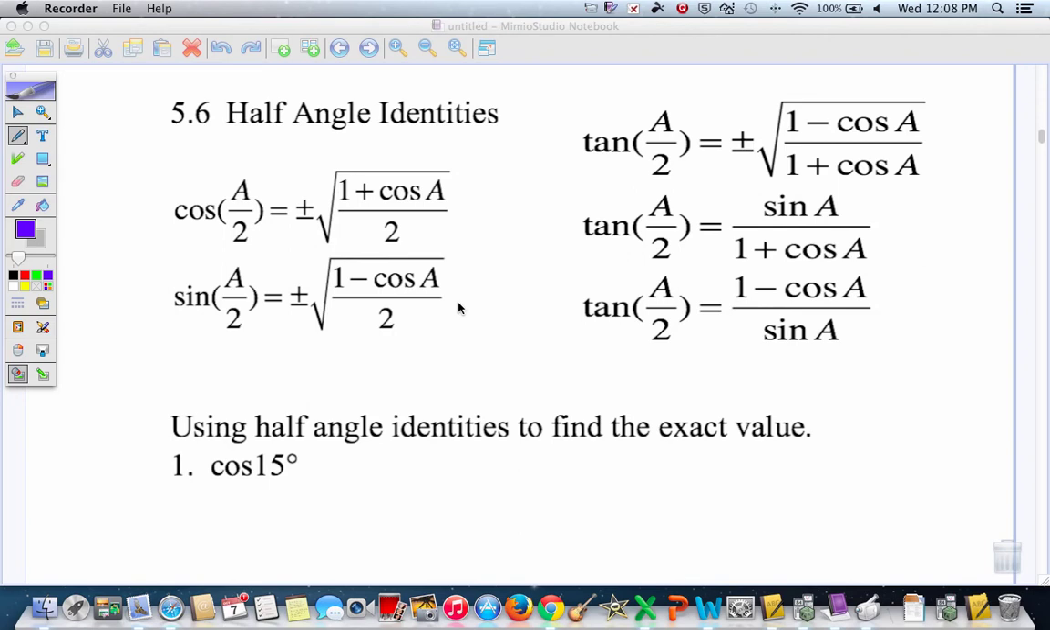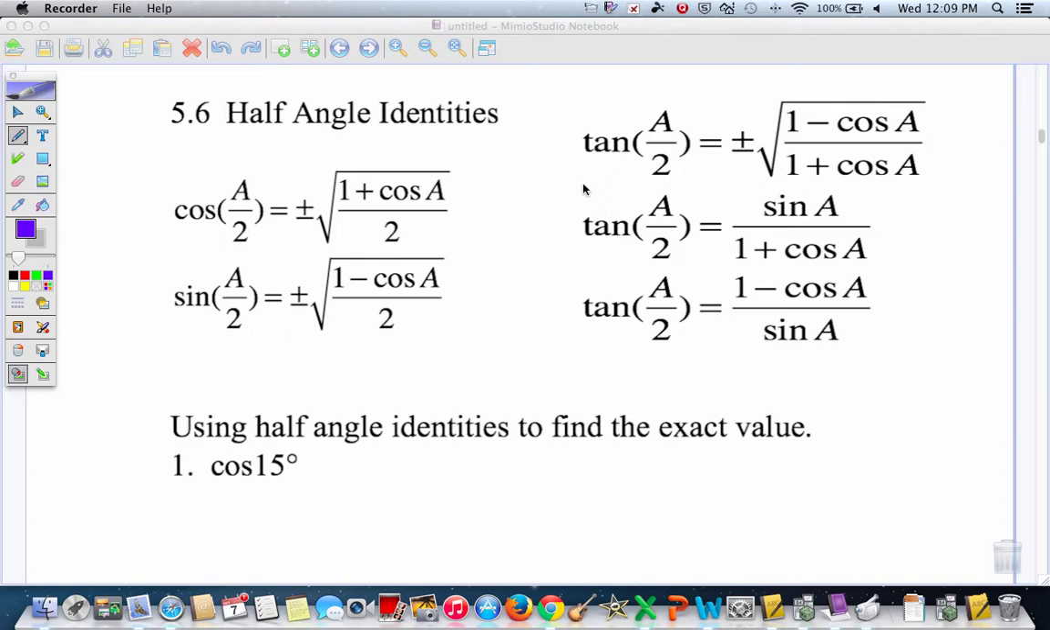This section here in chapter 5 contains our half angle identities. Looking down through these, you can see we have 5 versions: one for cosine, one for sine, and 3 different ones for tangent. Much like we talked about with our double angle identities, when you have 3 versions, you can choose to use whichever one you would like.